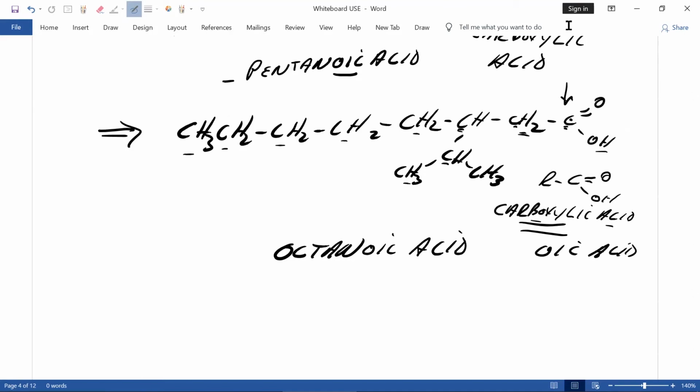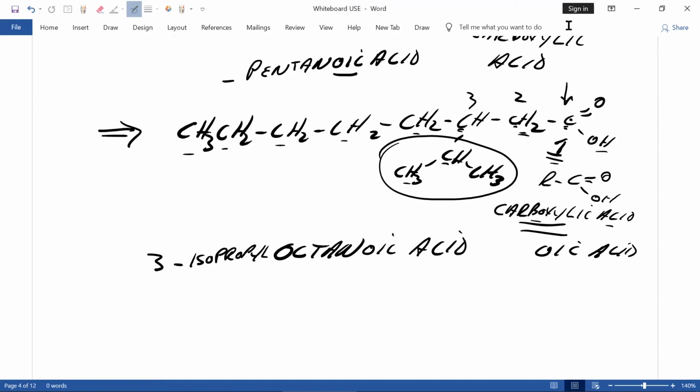Everybody knows that this is carbon number 1. This is 2, 3. You never put 1 there because everybody knows that. And on carbon 3, I have an isopropyl group, 3 carbons, center carbon. So this would be 3-isopropyl octanoic acid.